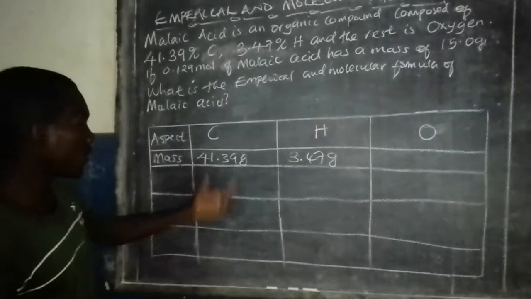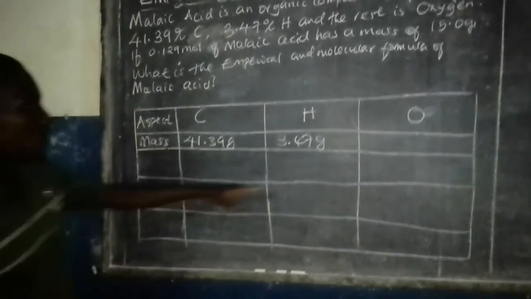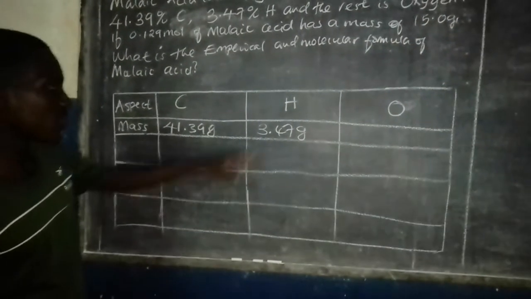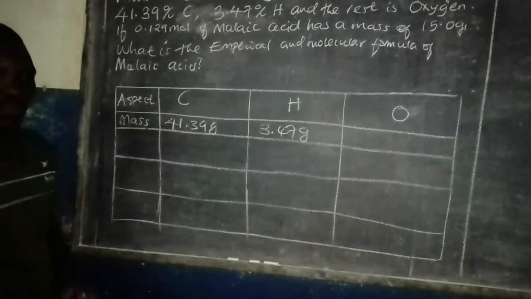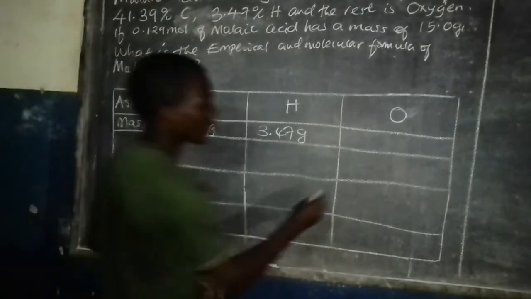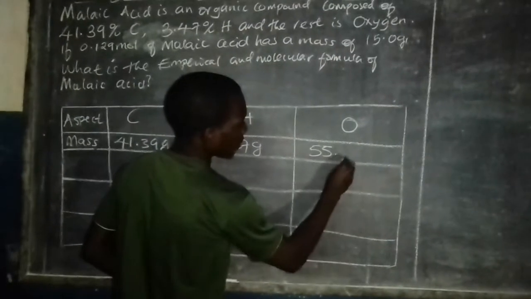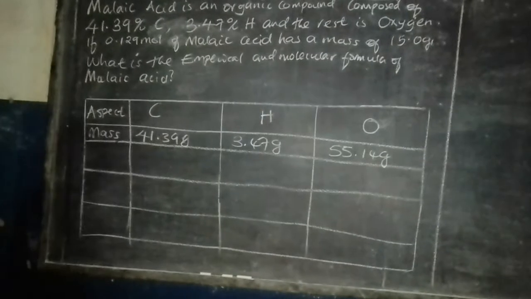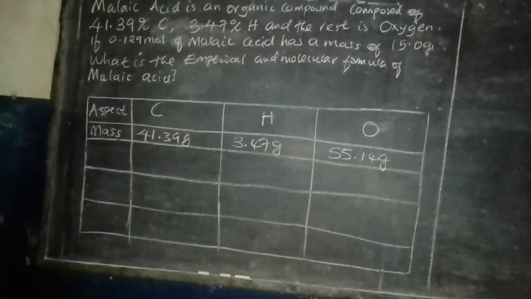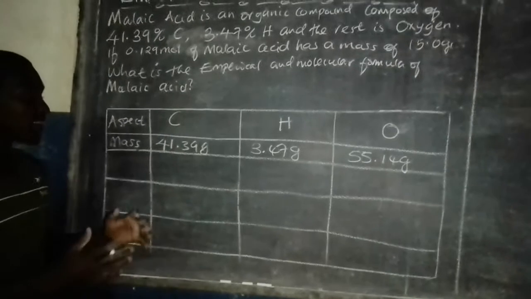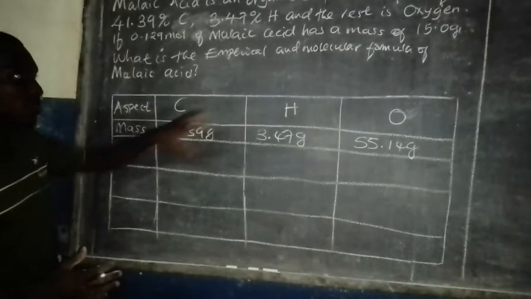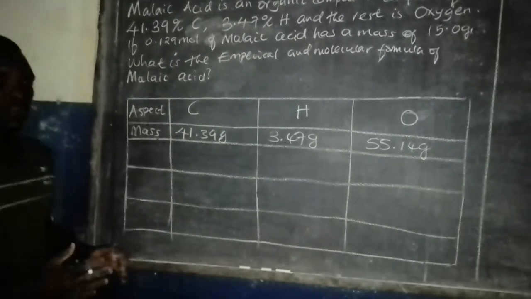Newton, may you help me calculate the rest? So 100 minus 41.39, then minus 3.47 gives 55.14 grams oxygen. Yes. Thank you very much. So those are the masses. These are not the actual masses of carbon, hydrogen, and oxygen. These are masses collected according to the percentage composition.